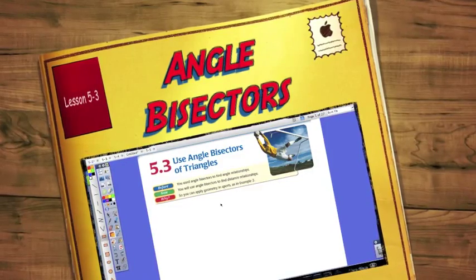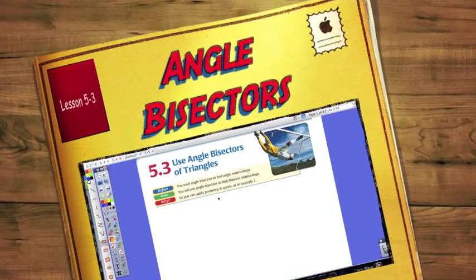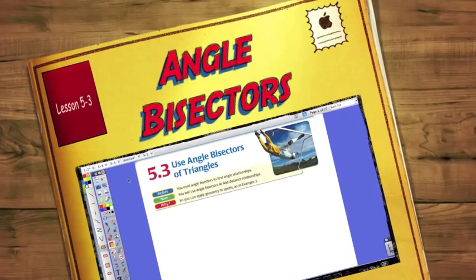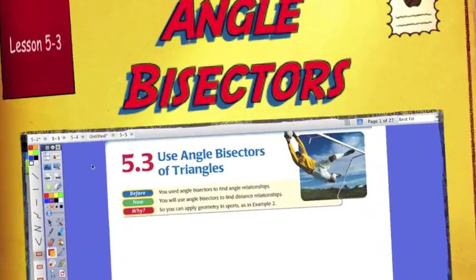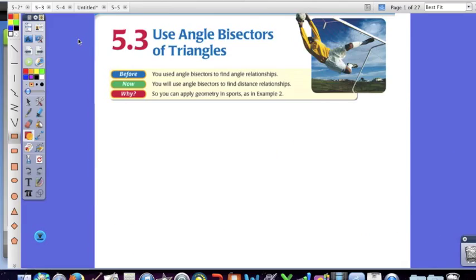Bisectors, and now we're going to talk about angle bisectors. So if you remember, perpendicular bisectors intersected the midpoint of a segment at a 90-degree angle and met at a point of concurrency called the circumcenter.